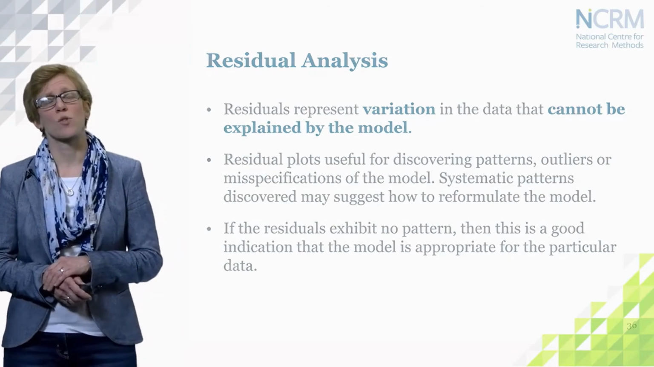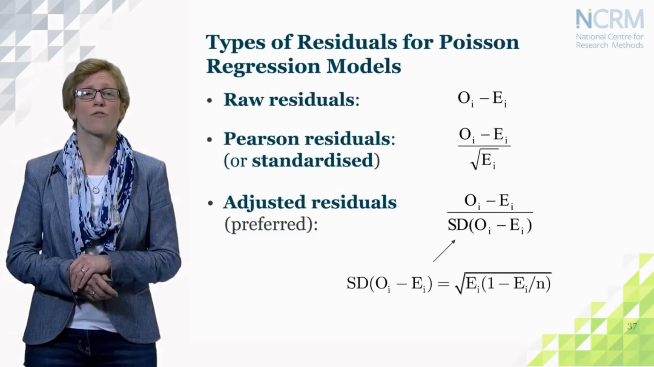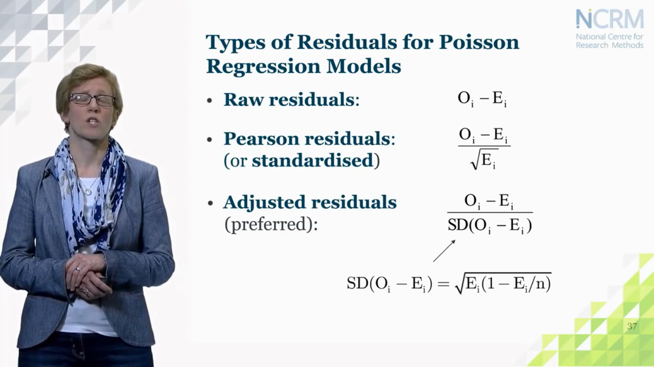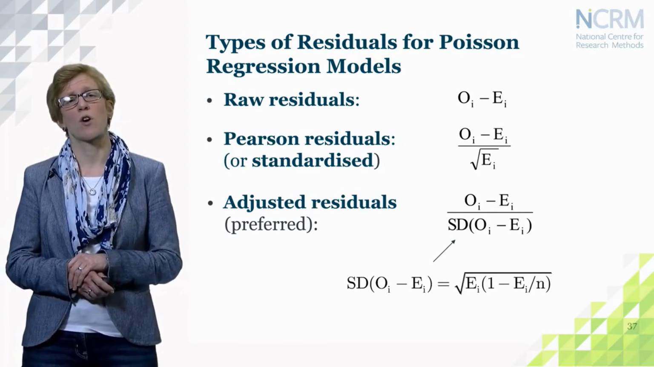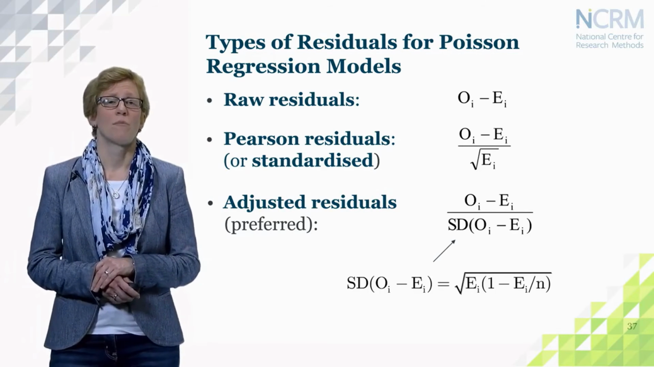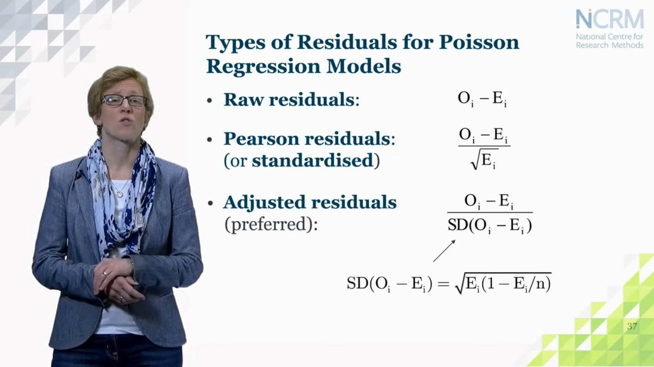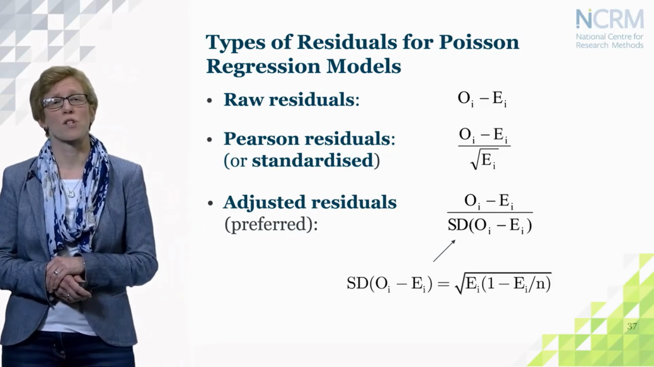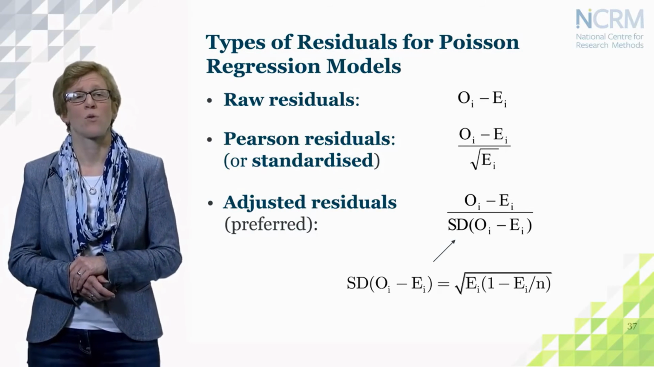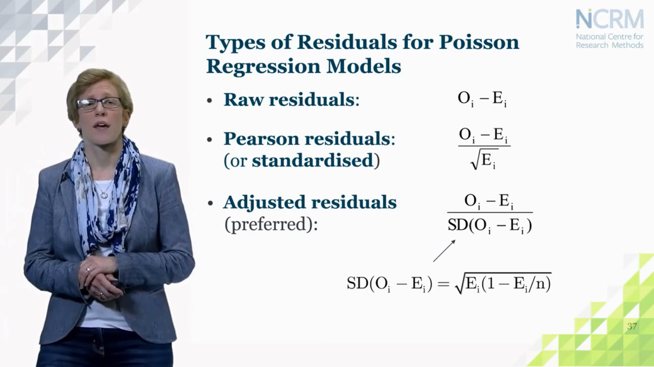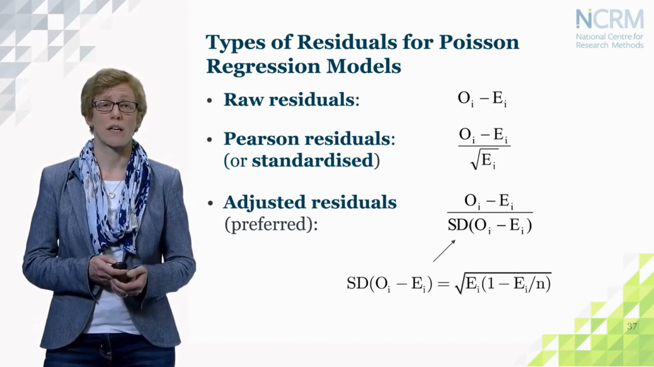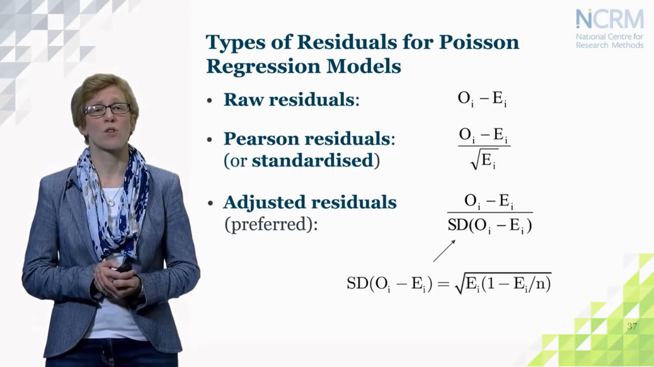I would like to introduce three different types of residuals for Poisson regression models. The raw residuals would just be the difference between the observed and the expected values. The Poisson residuals, or the standardized residuals, are basically the raw residuals divided by the square root of the expected values. And then also the adjusted residuals, and they can be rather helpful for the diagnostics and the actual plots that we are going to look at.